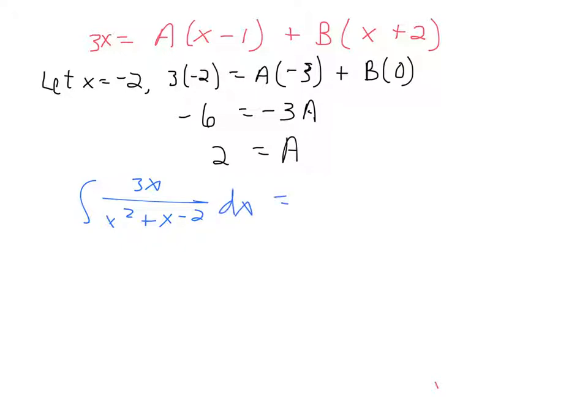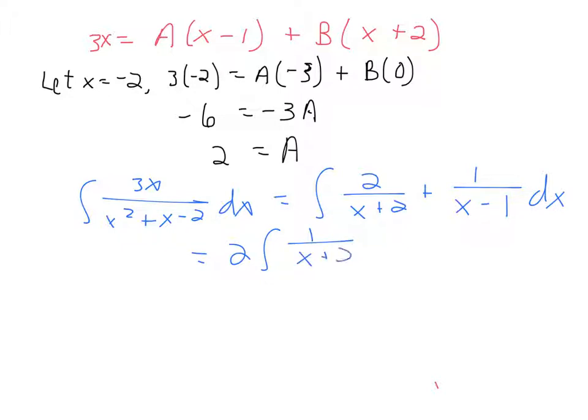dx. And we have found that we can rewrite this fraction as, we had a is 2, so that would be 2 over x plus 2 plus, and our b was 1, so 1 over x minus 1 dx. And now this becomes a pretty simple integral to do because we can split it up. I'm just going to rewrite this first one as 2 times the integral of 1 over x plus 2 dx plus the integral of 1 over x minus 1 dx.